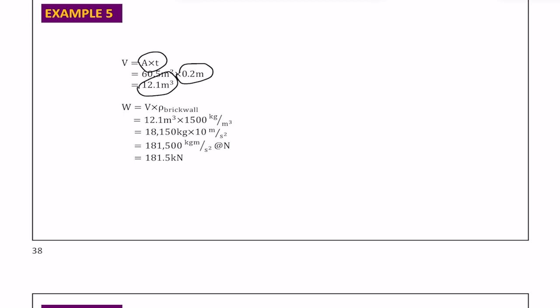And given the density of the brick wall, dalam soalan dia bagi 1500 kg per meter cube. So you just times the density with the volume yang you kira for the wall, sebab 1 meter cube is 1500 kg density. So kalau 12.1, kenalah darab dengan 12.1. I get 18,150 kg because this one kita pangkah, so tinggal kilogram saja.